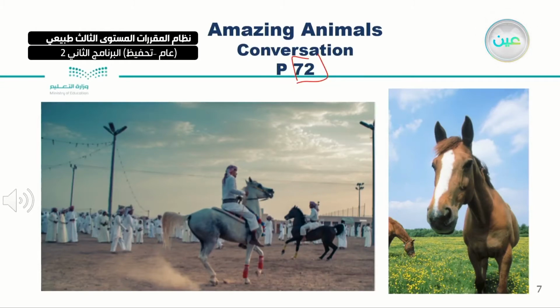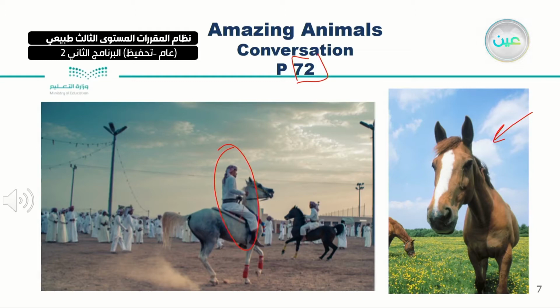Okay, now look at these two pictures here. What do we have? This is a horse, of course. Now, look at this one here. A man is doing what? He is riding the horse. A man is riding a horse.